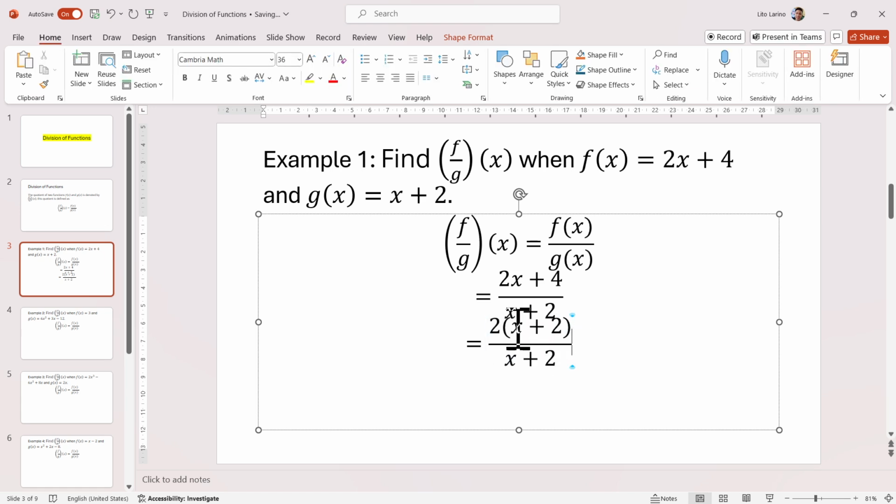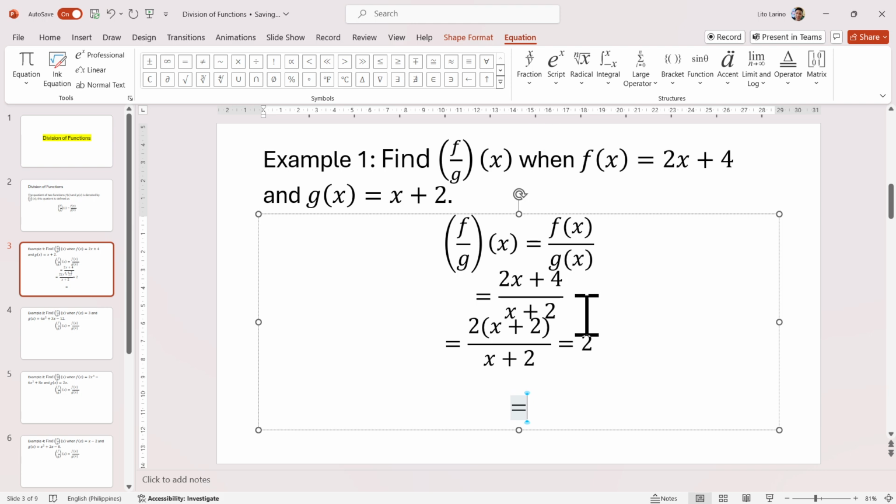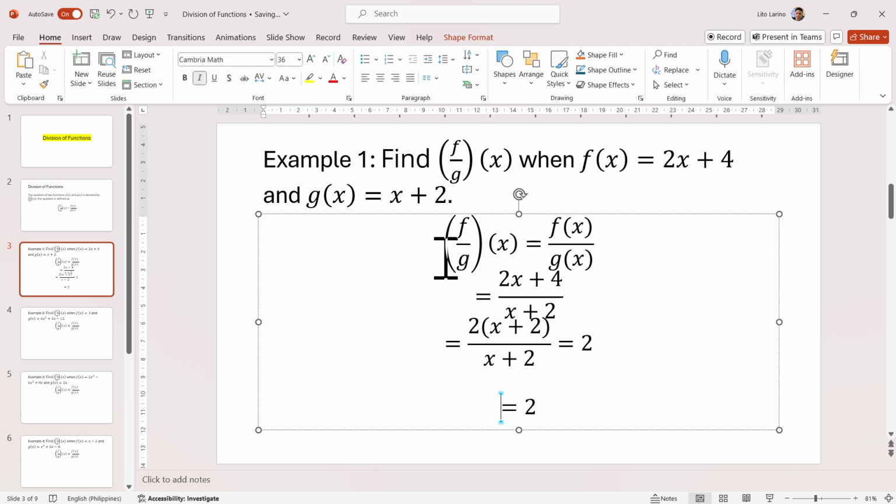So as you can see, we have a common factor, the factor x plus 2. So x plus 2 in the numerator and x plus 2 in the denominator. To simplify this, we cancel them out because they are equal to 1. X plus 2 over x plus 2 is equal to 1. Thus, we will have 2 as the answer. So cancel out x plus 2 is 1, and then what remains is the common monomial factor, which is 2. And writing it down, the quotient between f of x and g of x is 2.